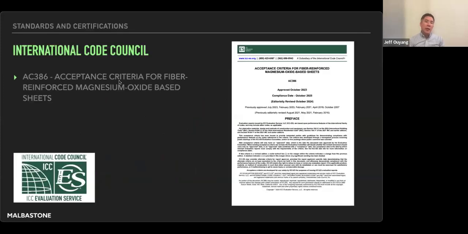So the first thing is the ICC-ES has already released an acceptance criteria for magnesium oxide panels, and it's called AC386. They actually just updated it last October. And this is probably the most comprehensive set of test standards for magnesium oxide panels today. It includes on-site quality audits. It goes from ASTM testing for strength and loads, to specific things for magnesium oxide, such as moisture, fastener holding, and even corrosion effects.